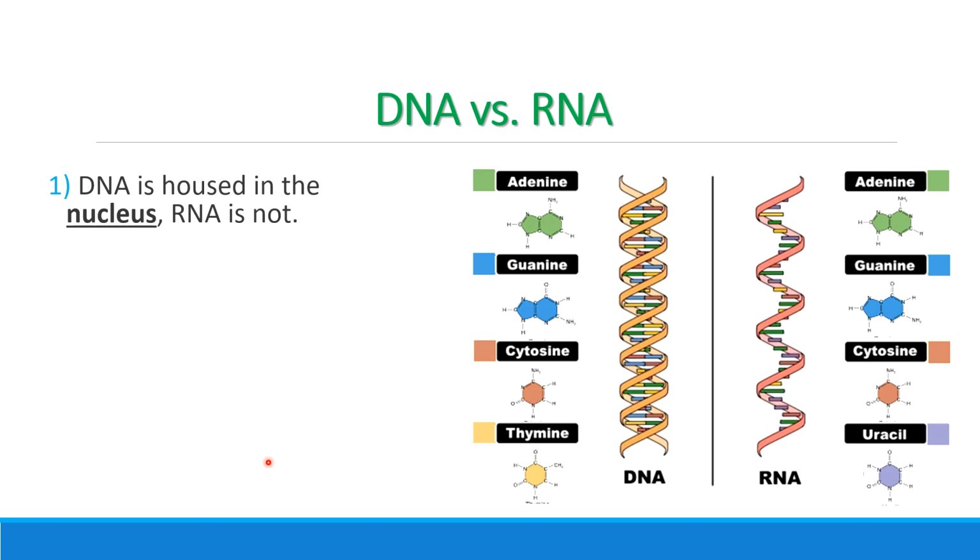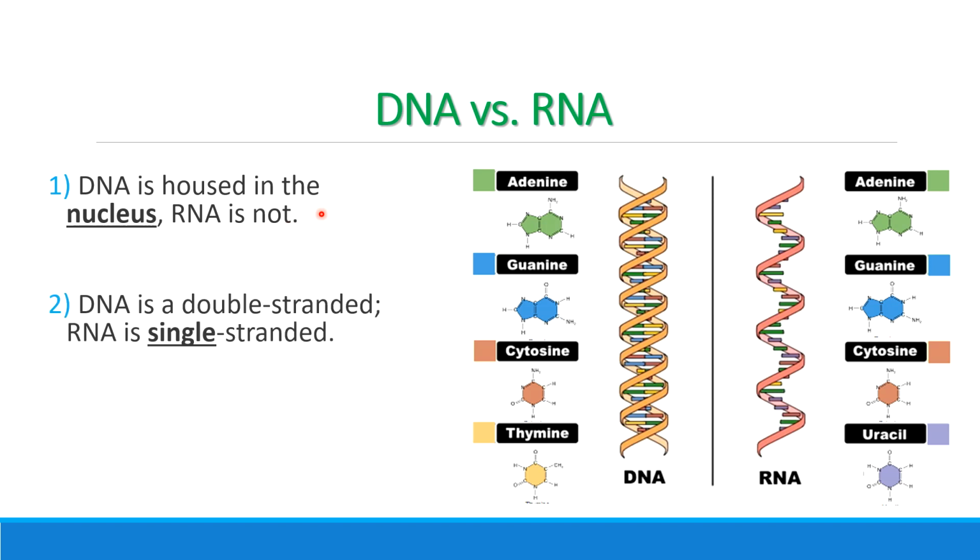So when we compare DNA versus RNA, the first difference between them is their location. We find DNA only in the nucleus. It cannot leave the nucleus. RNA is made in the nucleus, but it leaves to go out to the cytoplasm, to the soupy stuff in the cell. First difference, location of these molecules.